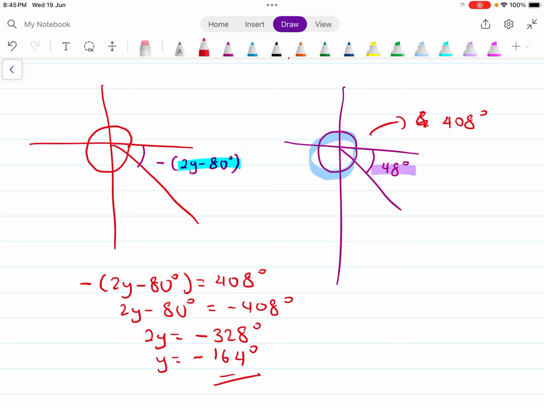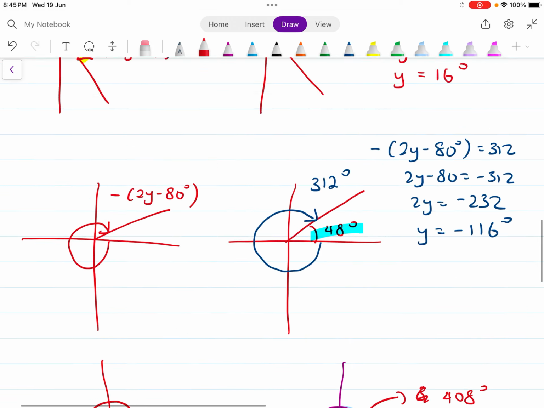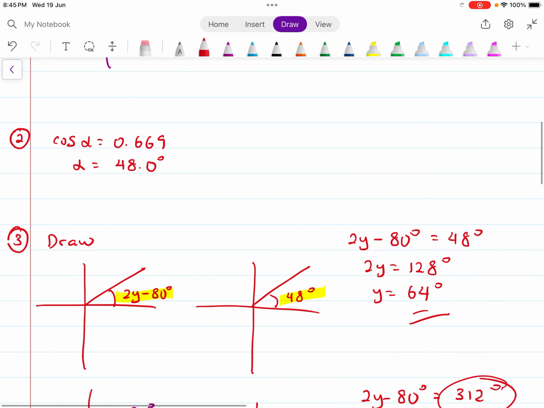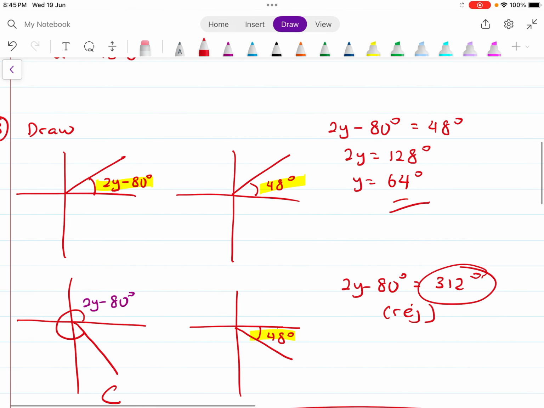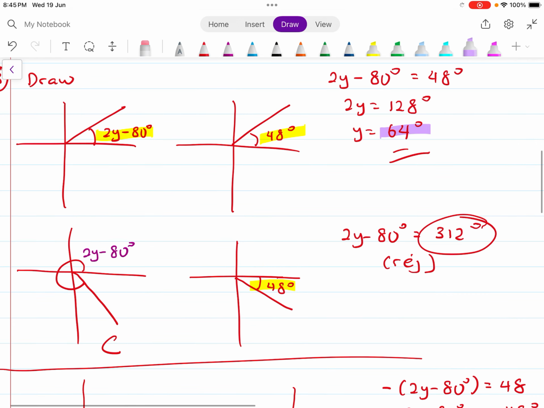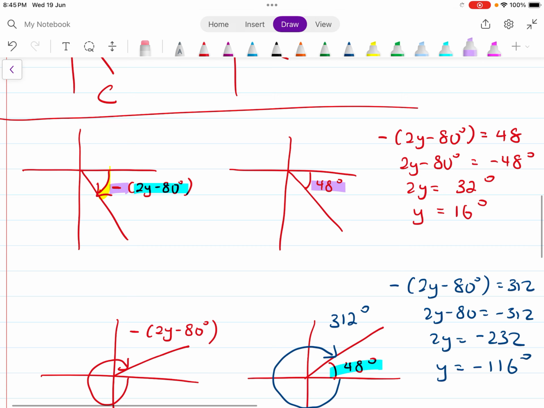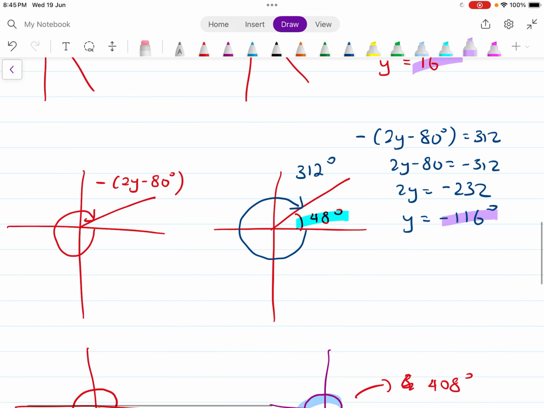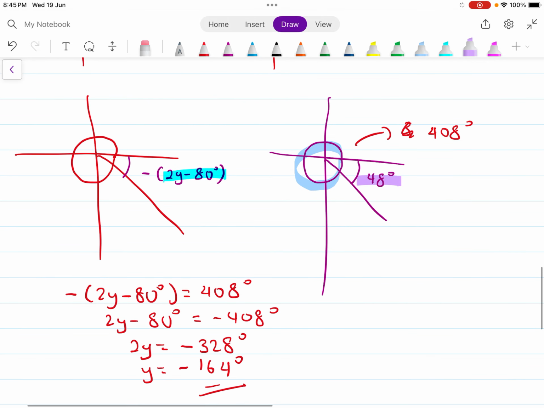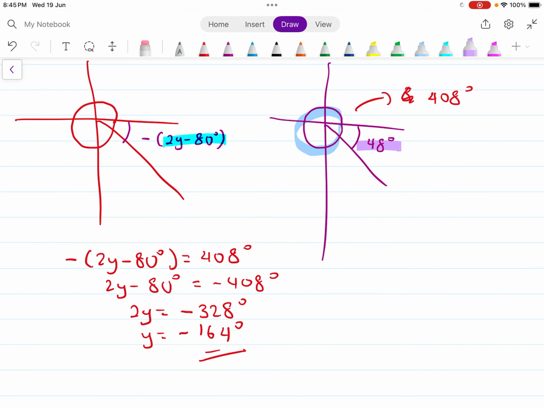So these are the answers, about 4 answers if I'm not wrong. Let me just conclude. The very first answer will be 64 degrees from the first quadrant. The fourth quadrant is out because it was rejected. Then from this quadrant, 16 degrees, the second answer. The third answer is negative 116 degrees, and last but not least, the fourth answer will be negative 164 degrees. So that is how I solve this question.